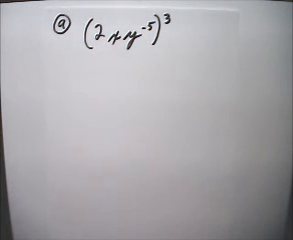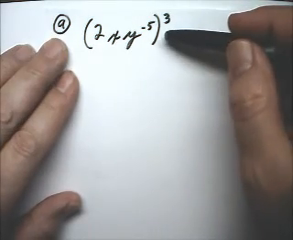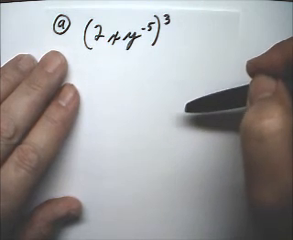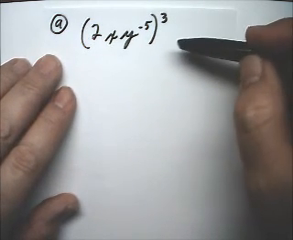Hello, this is Exponents and Radicals, Zero and Negative Exponents, Example 3. And here we have an exponent problem, very tricky.